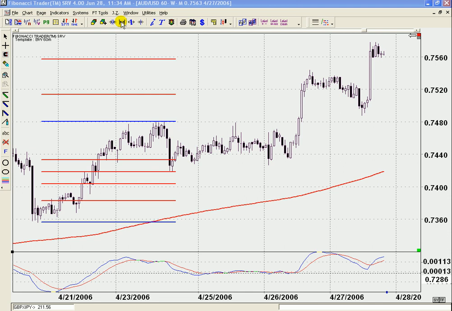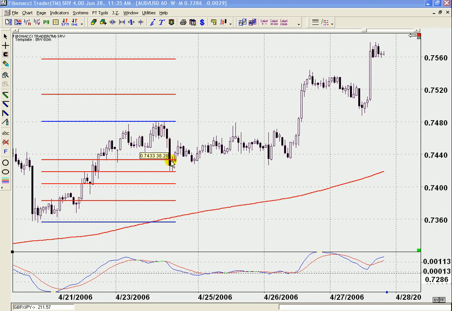We're looking at the Aussie US dollar 60-minute chart, and on this recent price swing we saw a rally, then a retest of the rally high. Price has retraced from this swing low to this swing high.